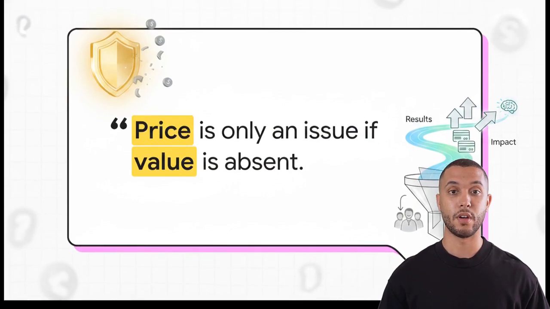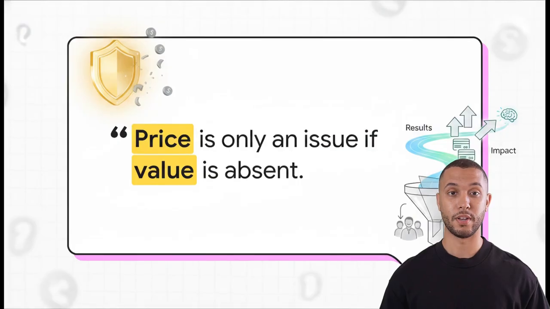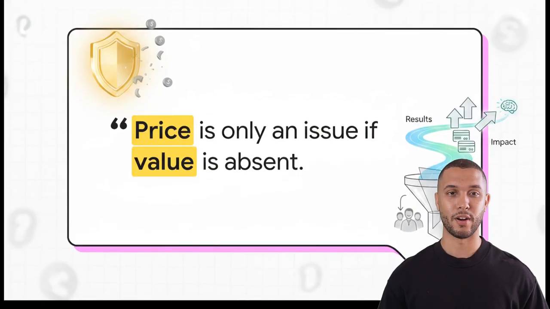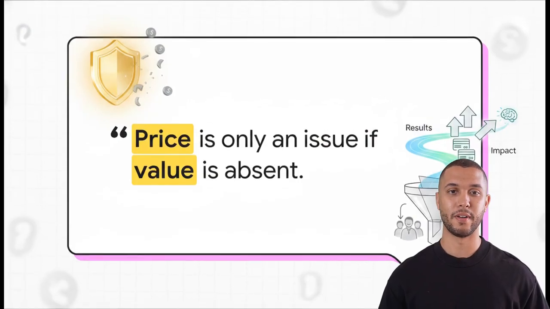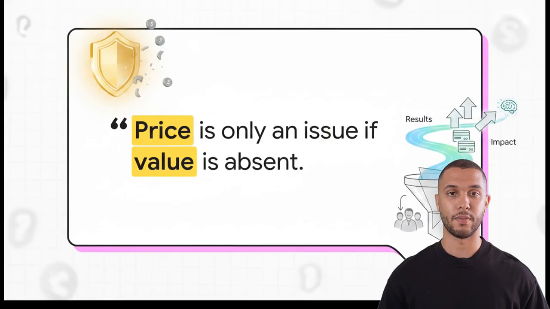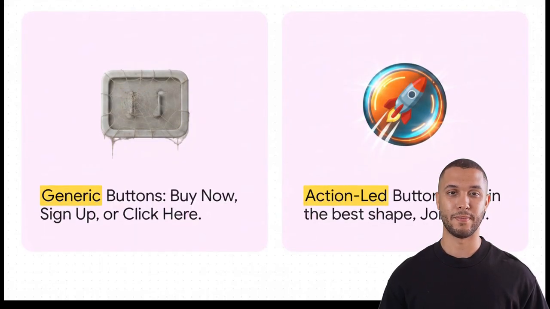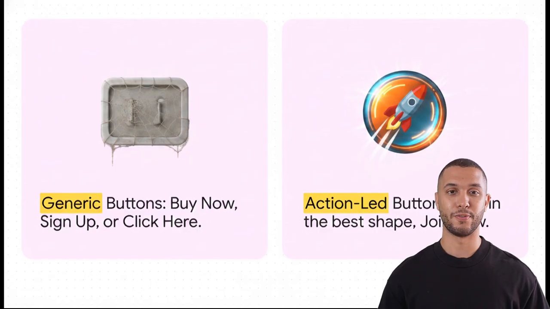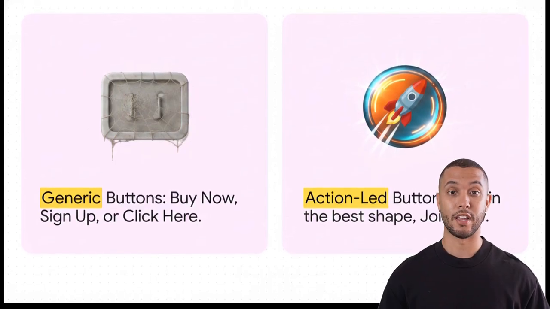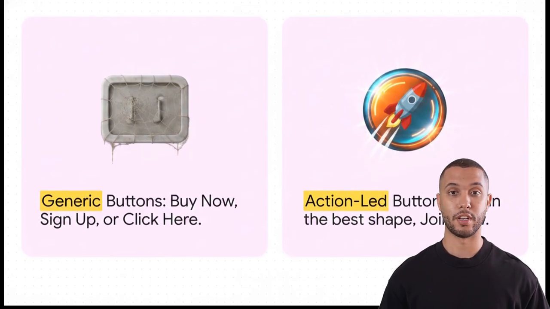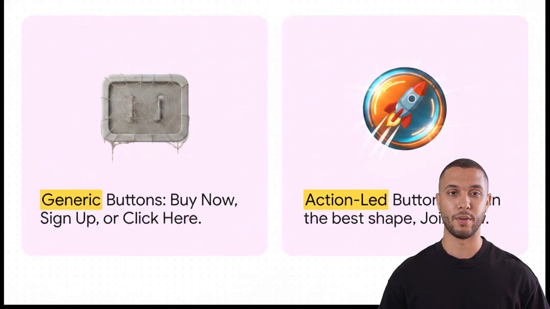You can actually subconsciously lead your buyer to purchase just by swapping out those boring generic buttons like buy now or sign up. Instead, use text that leads directly with their desired transformation. Instead of a super bland buy now, try an action-led phrase that sparks real excitement, like get in the best shape of my life or join the community now. Always lead with the result.